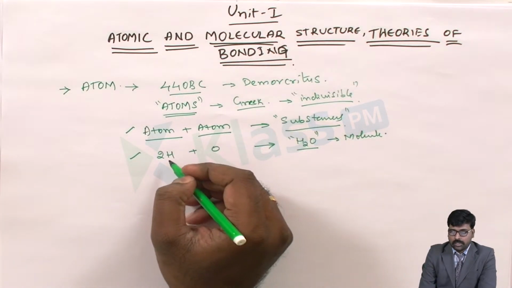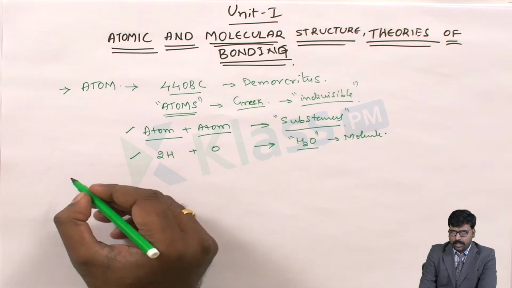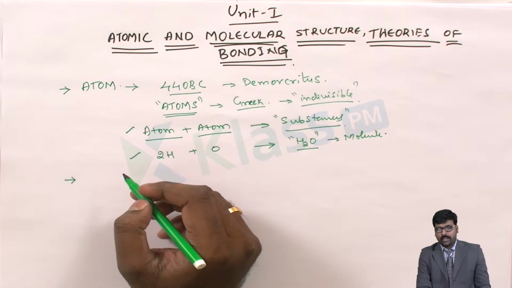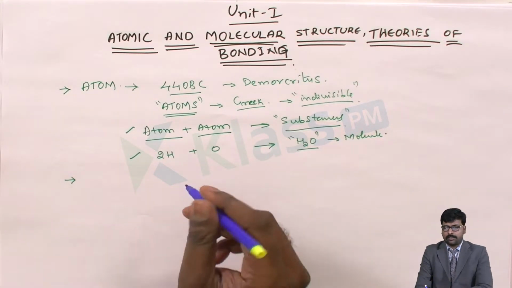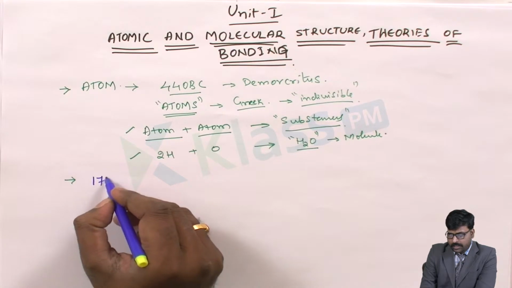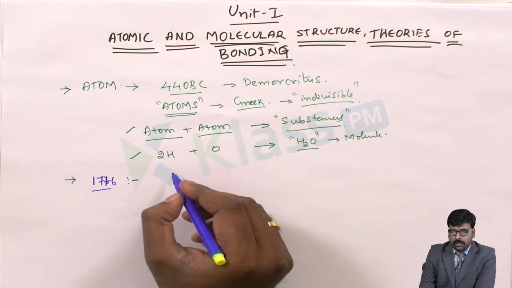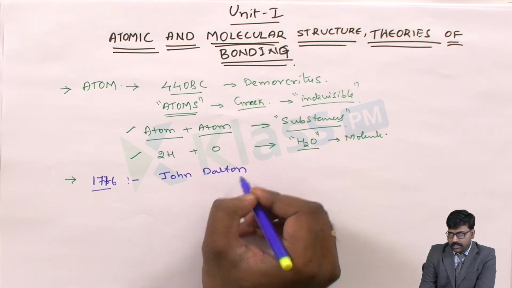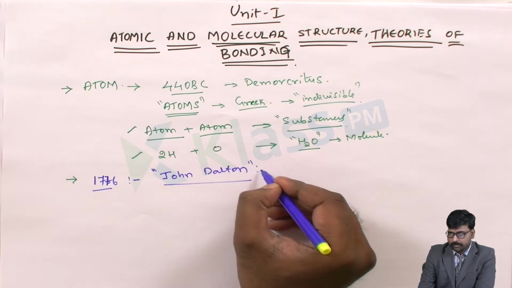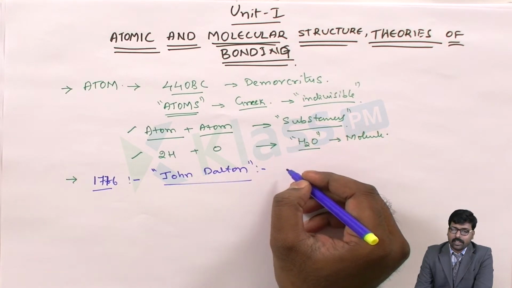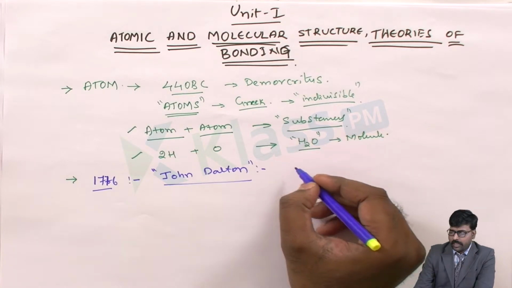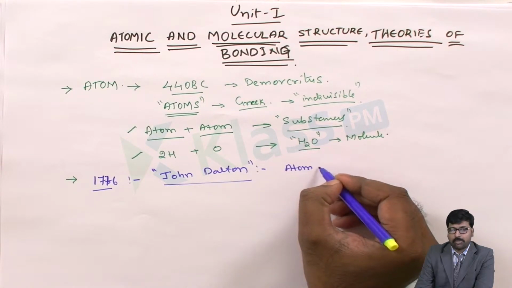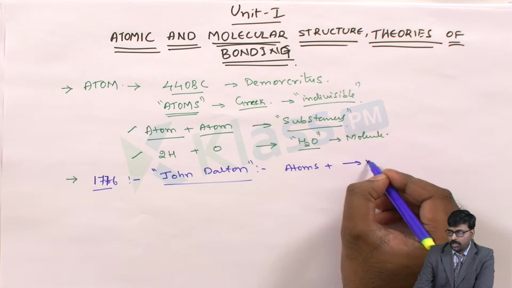And then throughout the centuries, his theory was untouched by many scientists. Later, in recent centuries, in 1776, John Dalton started investigating what exactly Democritus said. Then he started his experiment, and he agreed with the same thing: the atoms combine in definite proportions to form a molecule.